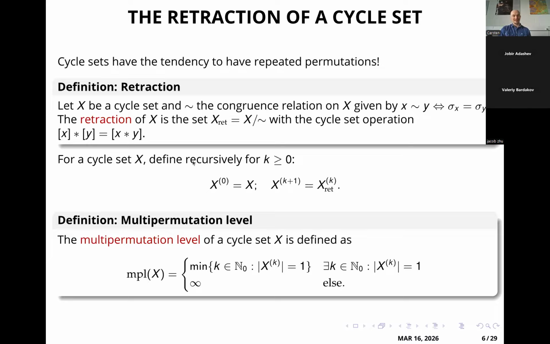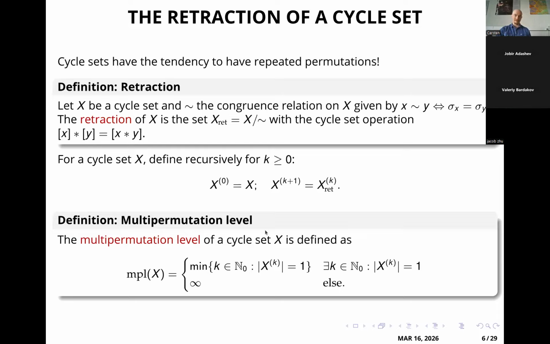This is actually not a genuine recursion, it's an iteration. We define the zeroth retraction of a cycle set simply as the cycle set itself. And then we define the (k+1)th retraction as the retraction of the kth retraction. So the kth retraction is simply the result of applying the retraction k times. And this gives rise to the notion of multi-permutation level, because often we can repeat this retraction process until we cannot retract because our cycle set only has one element.